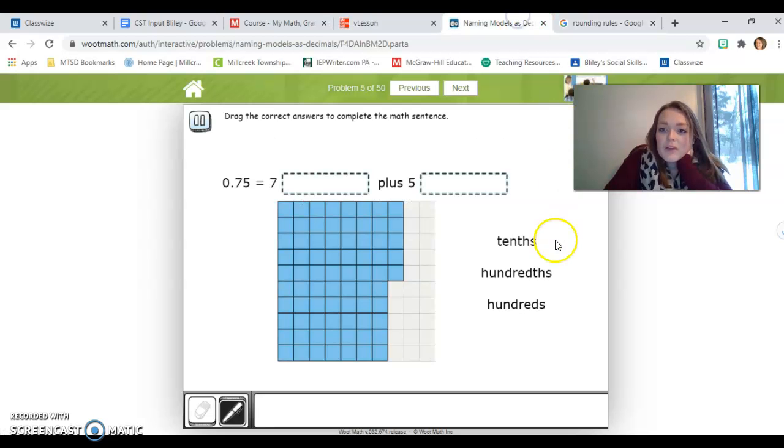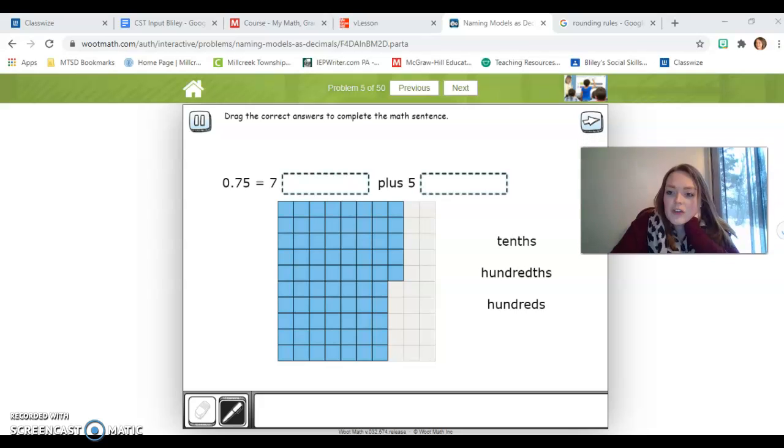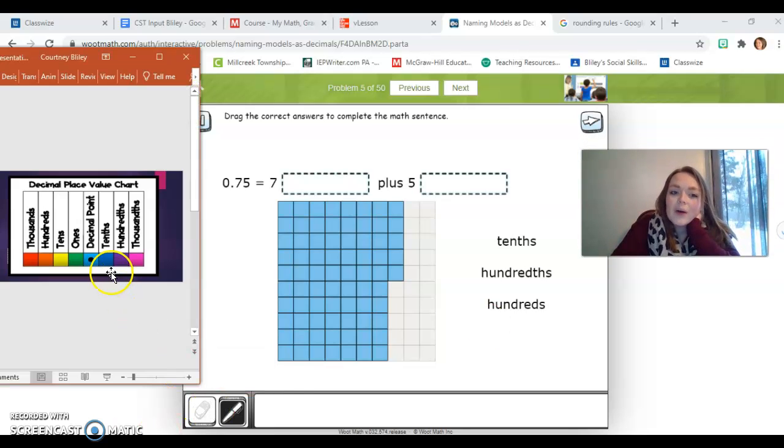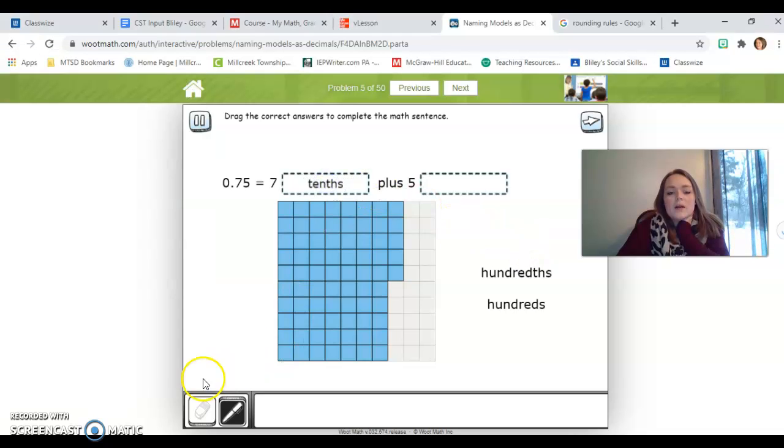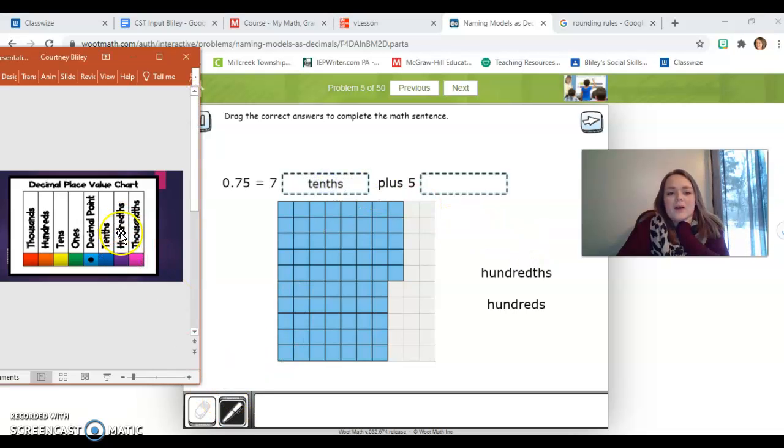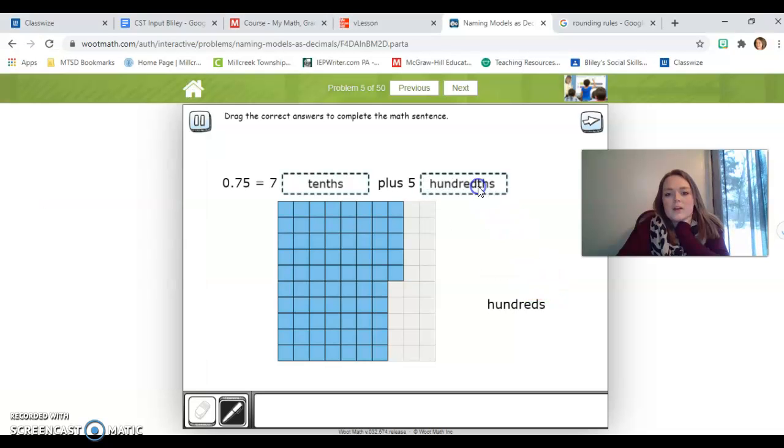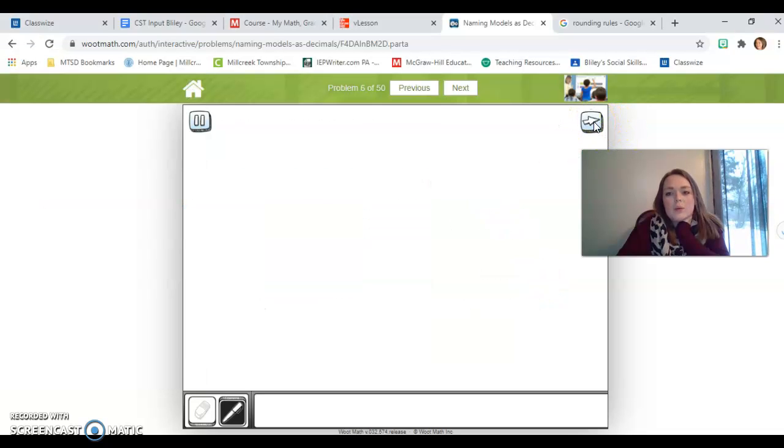Really quick, Mrs. Wiley wants to play a fun little game with you. This is just identifying what our numbers are. Are they hundredths, tenths, or thousandths? Let's look. We have 0 decimal 75 hundredths. The 7 is going to be in the tenths column. My 5 is going to be in the hundredths column. Let's check our answer. Woo, we got it.